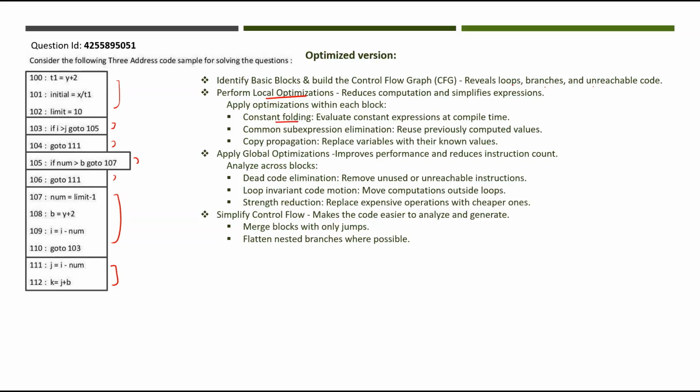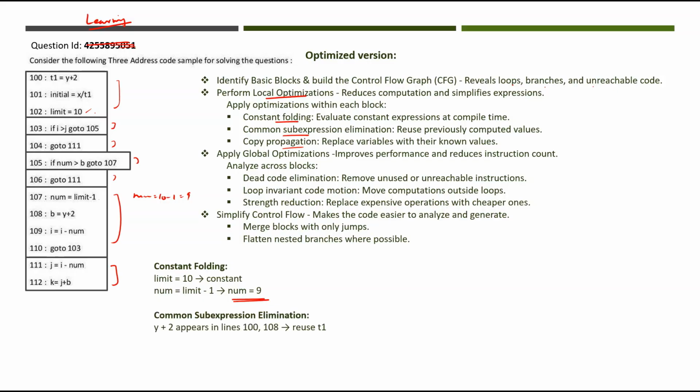There you can do constant folding, common sub-expression elimination, copy propagation. This is for learning purpose. This is not for the question. Constant folding means limit is given a value of 10 and they have given num is equal to limit minus 1. So instead of having 2 lines of code here, num is equal to 10 minus 1, which is equal to 9. So we can change this as num is equal to 9, as they have given in one of the optimized version options. This is constant folding.